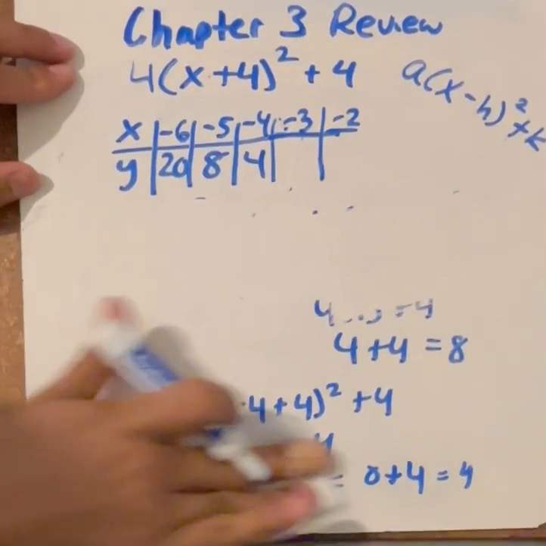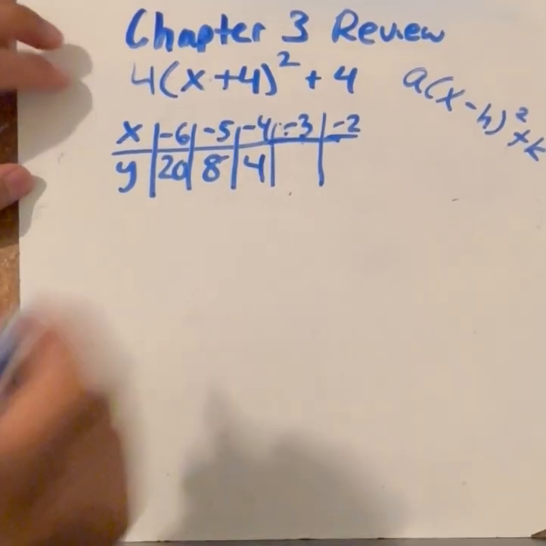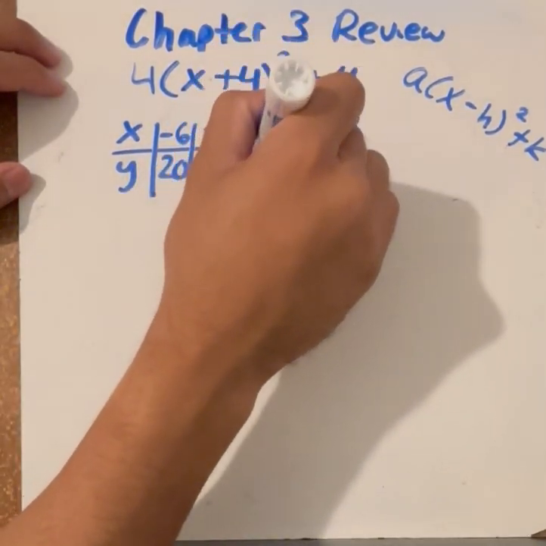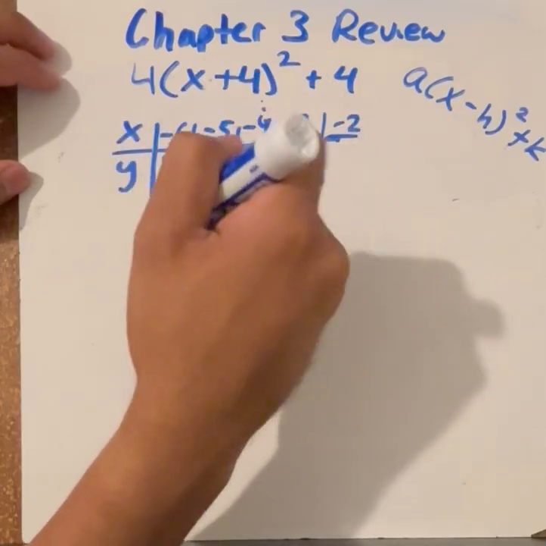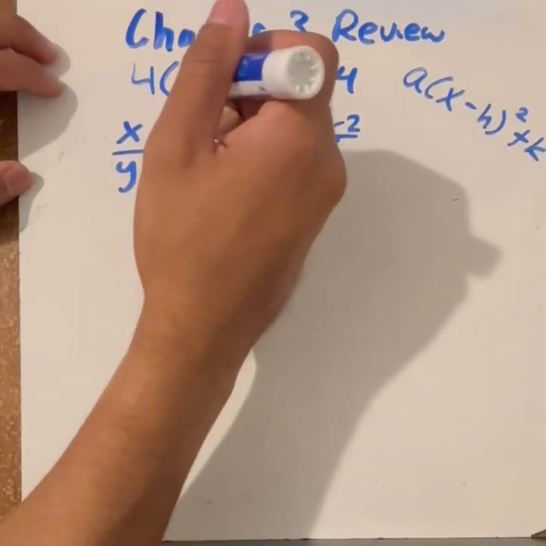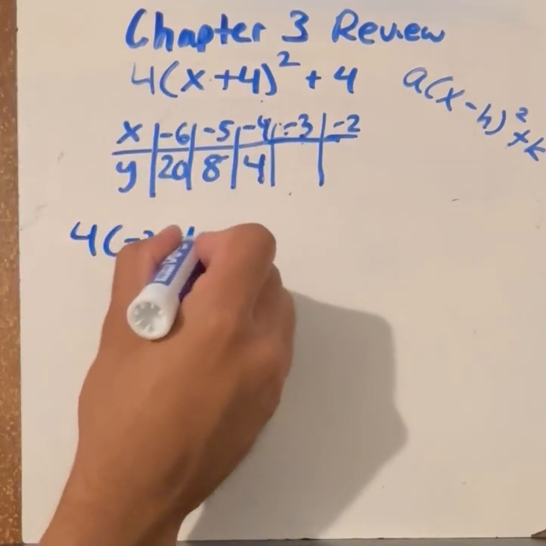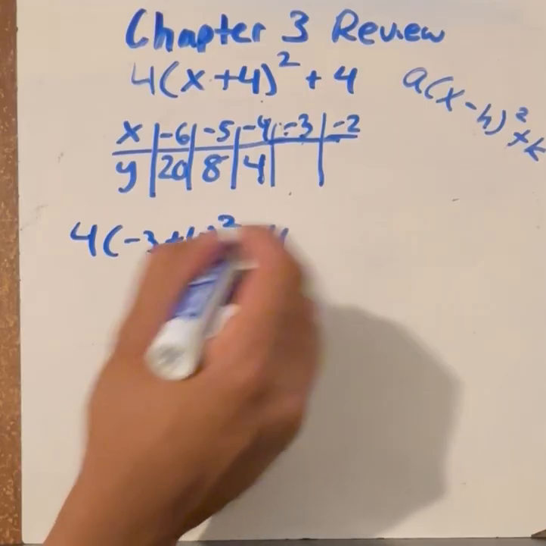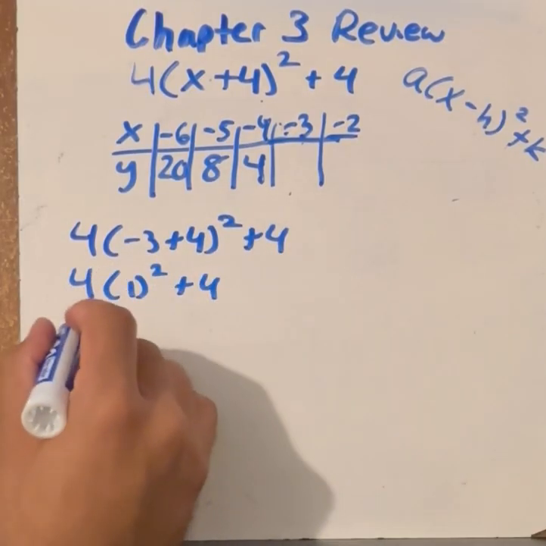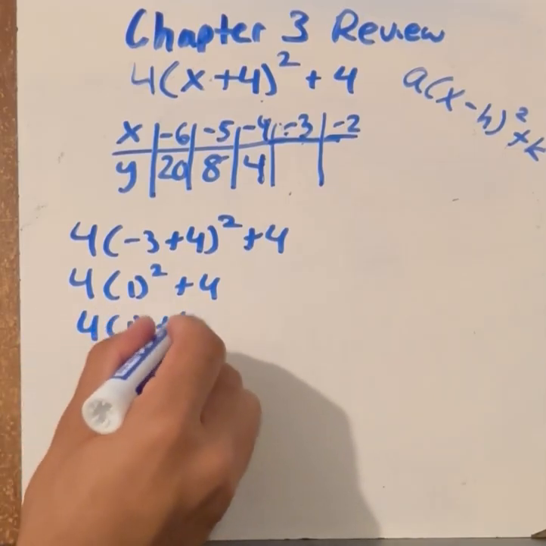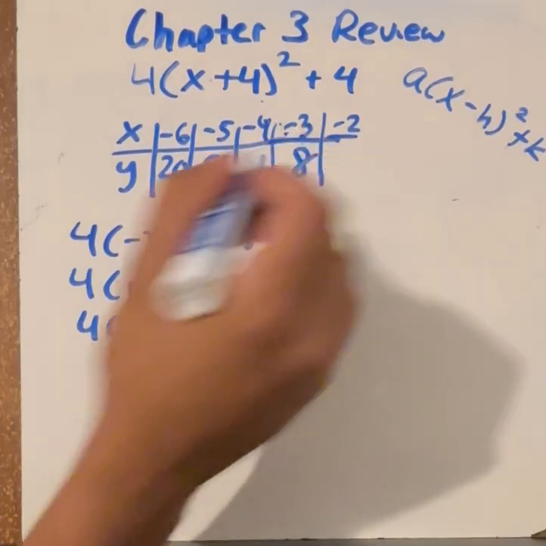Now let's take a look at negative 3, which once we recognize that this is our axis of symmetry, we know that this should just reflect over, as this should be 8 and this should be 20. But let's do it either way and figure out that it should be 8. So 4 times negative 3 plus 4 squared plus 4. Negative 3 plus 4 is 1 squared plus 4. 1 squared is 1, so 4 times 1 plus 4. 4 times 1 is 4 plus 4. And like we said, it was going to be 8, and it is 8.